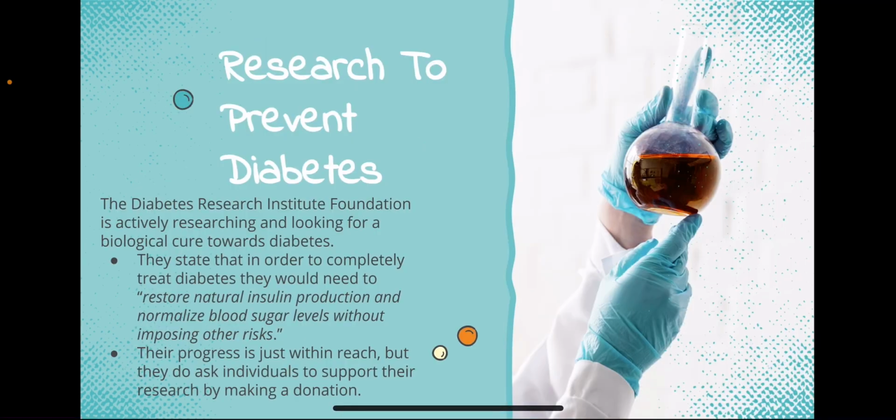Here's some more research on how to prevent diabetes. The Diabetes Research Institute Foundation is actively researching and looking for a biological cure for diabetes. They state that in order to completely treat diabetes, they would need to restore natural insulin production and normalize blood sugar levels without imposing other risks. Their progress is just within reach, but they do ask individuals to support their research by making a donation.